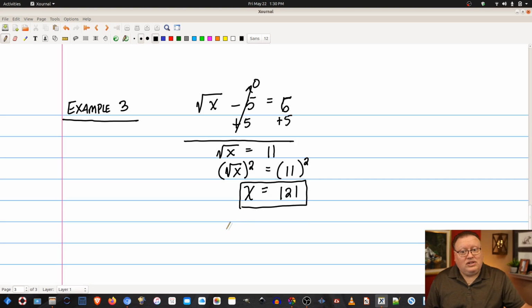Can I check it? Yes, you can. If I substitute 121 into square root of x, then square root of 121 is 11. And 11 minus 5 is 6. So I'll get 6 equal to 6. And again, you don't always have to write out your check. Sometimes you can just do mental math for that, which is what I've just done. Okay? So let's look at our next example.